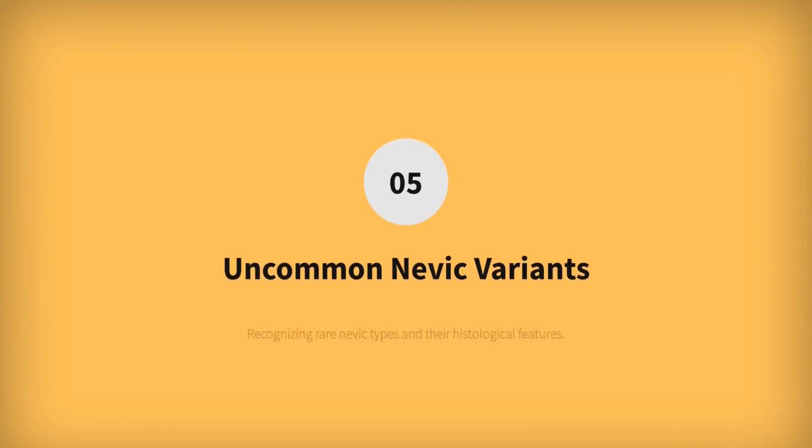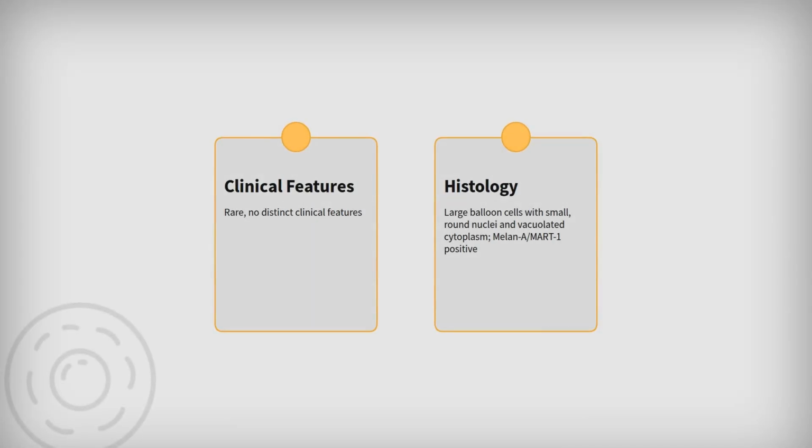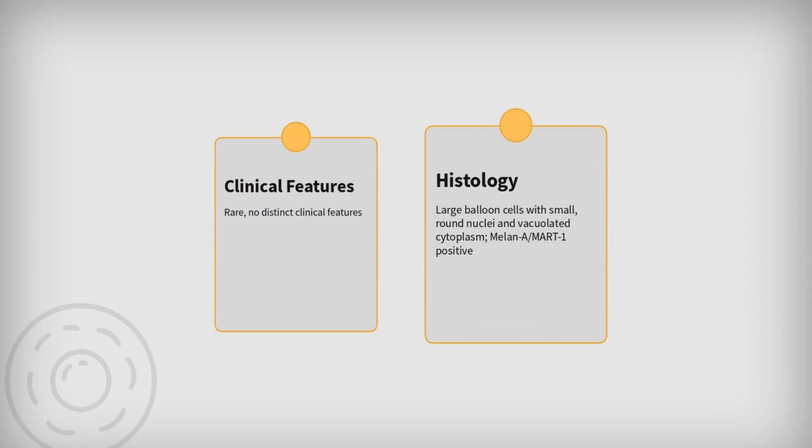Finally, we turn to uncommon nevic variants. What makes these rare types stand out, and how do their histological features help us identify them? Balloon cell nevus is identified mainly by its histological features. Balloon cell nevus is rare and lacks distinct clinical features. Histologically, balloon cell nevus shows large balloon cells with small, round nuclei and vacuolated cytoplasm and is positive for melan-A/MART1.